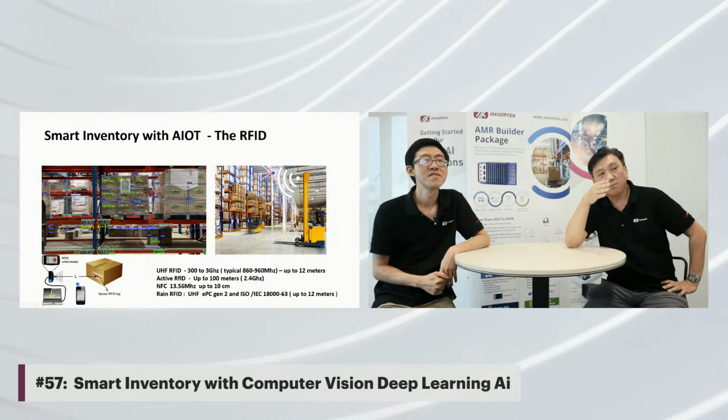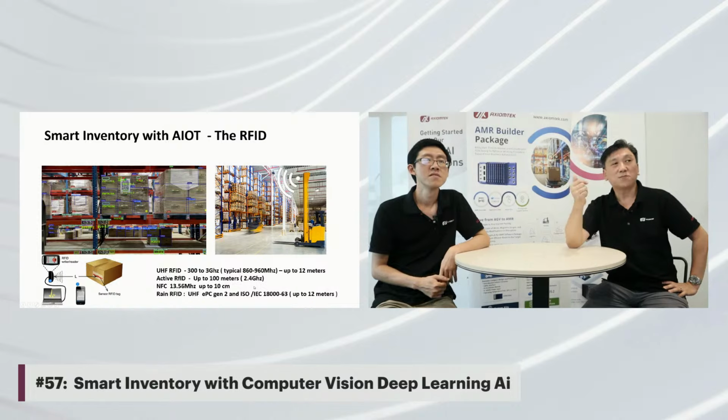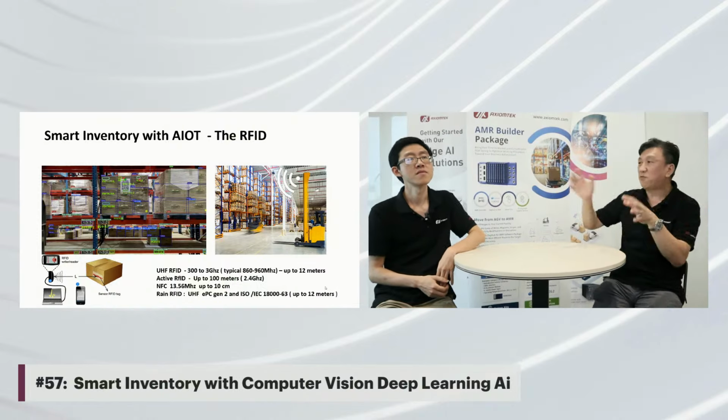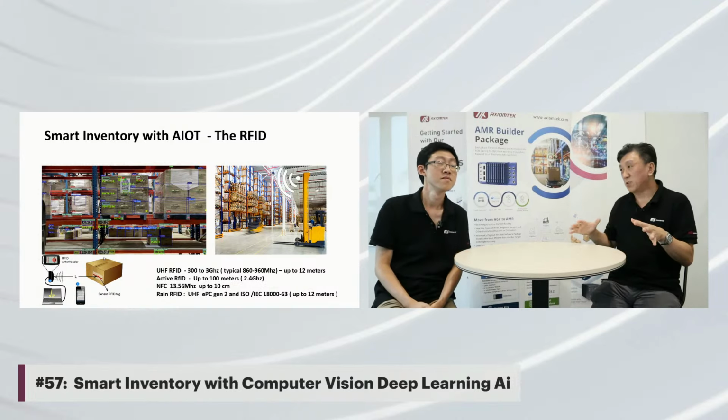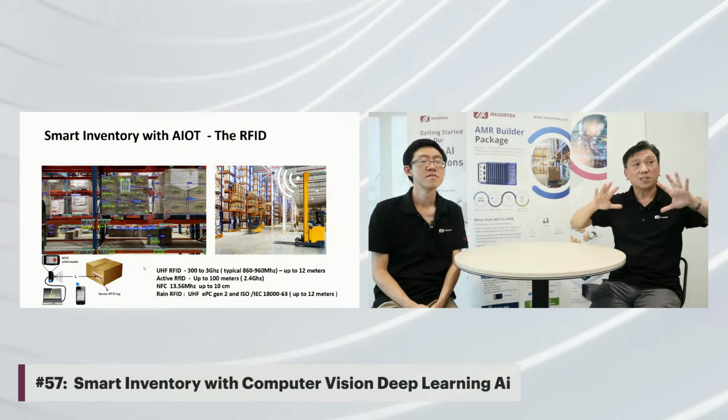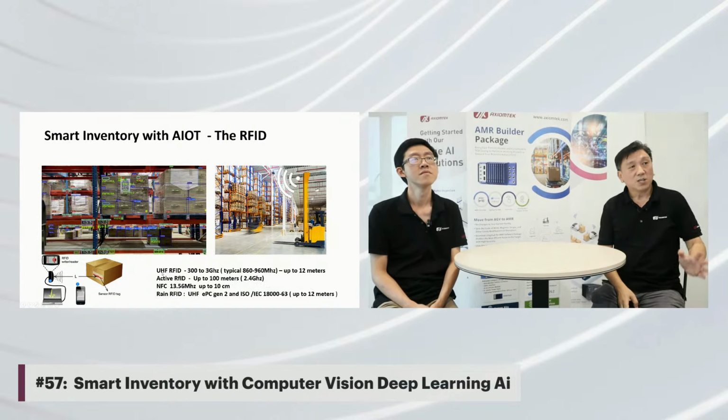So there is another one called RAIN RFID. Actually, it's UHF also, but it has a standard called EPC, Electronic Product Code. EPC Gen 2, ISO. These are the standards. Also 12 meters. So in terms of a factory, if you want to implement those things, I think it will fall under mostly UHF, where you want a coverage of 12 meters. I think that is mainly it. So okay, let's move on.